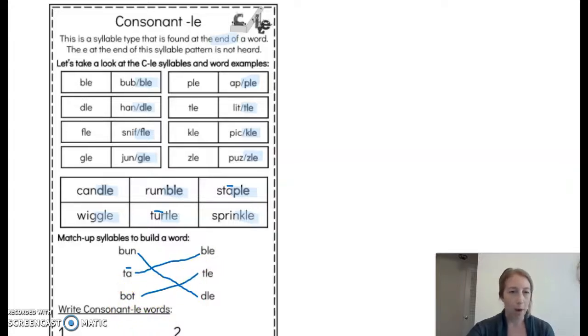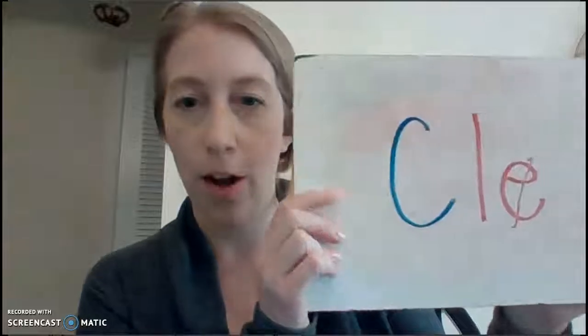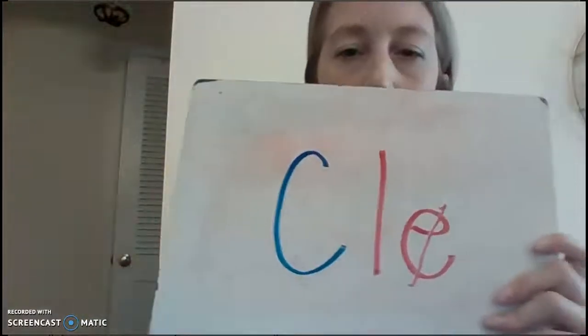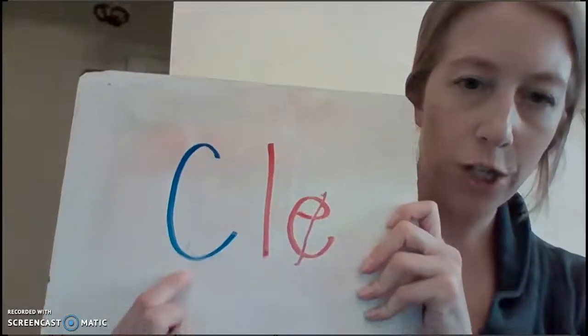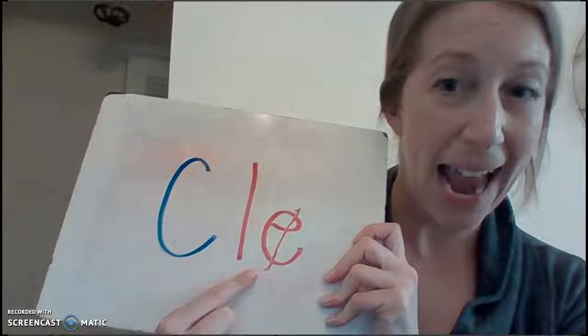So I'm running out of time, so I'm going to have maybe your parent at home share some words for you to practice writing. But as a reminder, we are working on a new type of syllable today, the consonant LE syllable. Consonant could be a bunch of different letters, T, B, G, and then you're adding the LE. Remember, the E is not saying anything. So good luck. You guys got this, and have a great day.